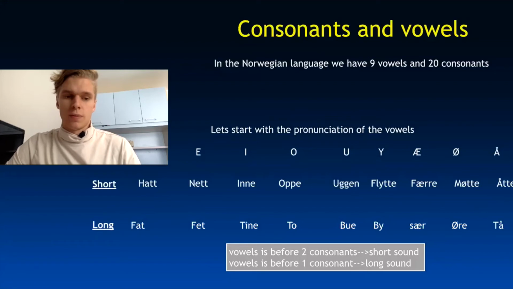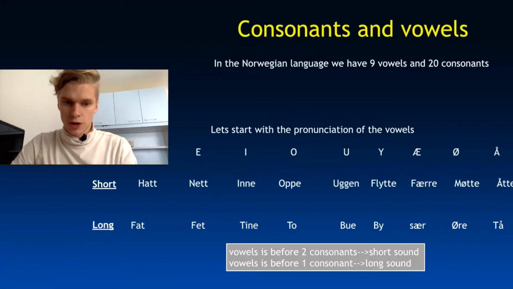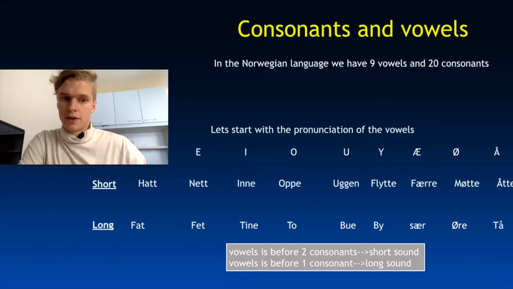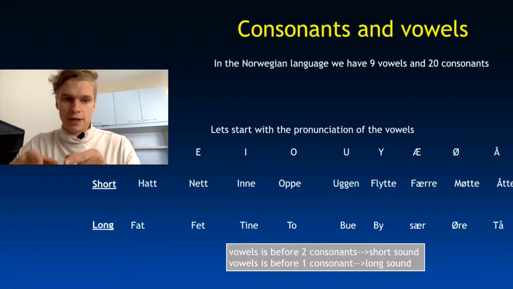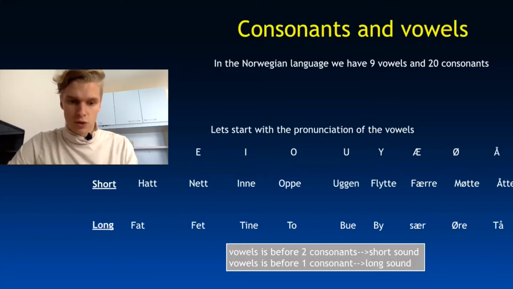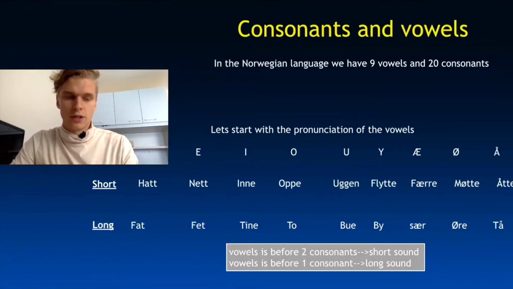In Norwegian we have some occasions where the vowel is short and some where the vowel is long. So how do we know which one to pronounce here? Take a look at the rule I put at the bottom, which says vowels before two consonants. When a vowel is before a double consonant, it's a short sound. When it's before one consonant, it's a long sound. Look at the examples right here.